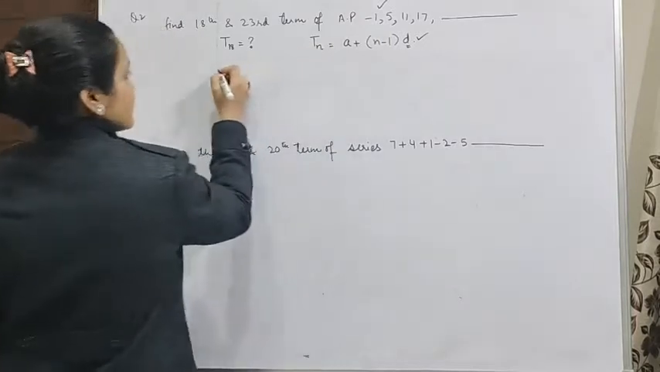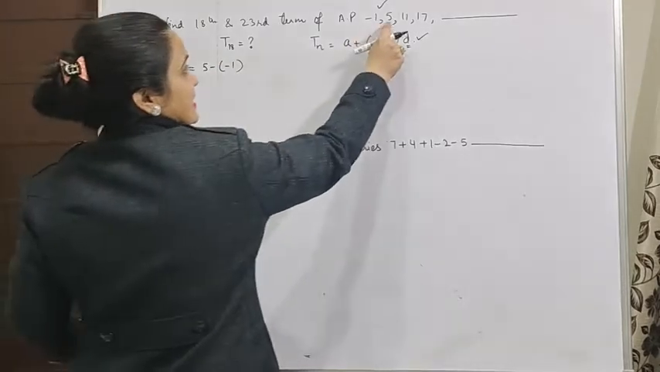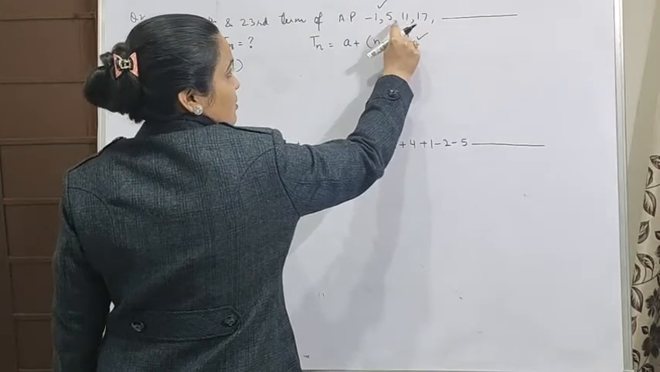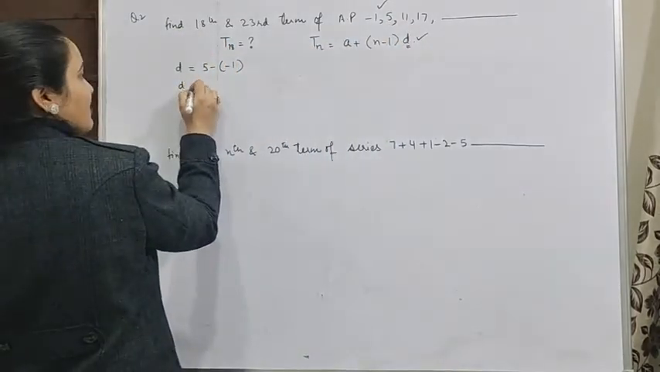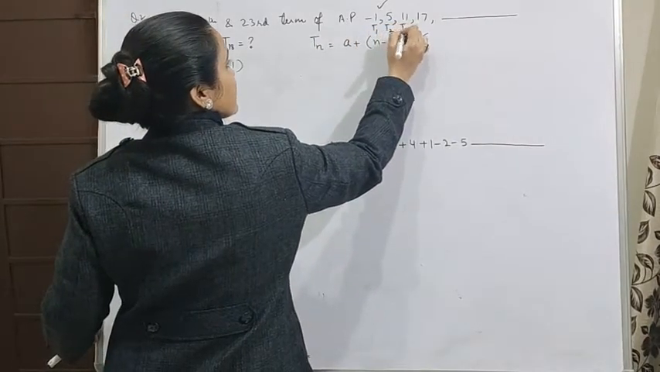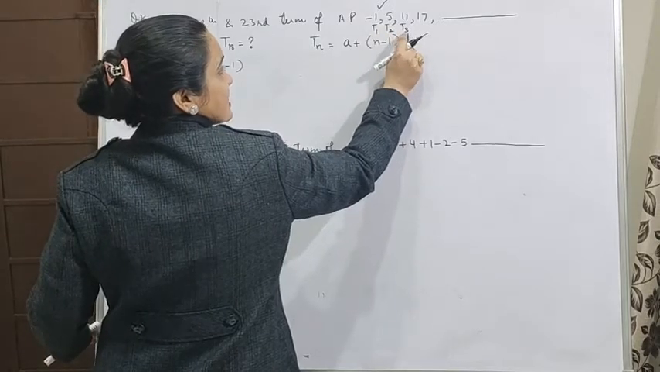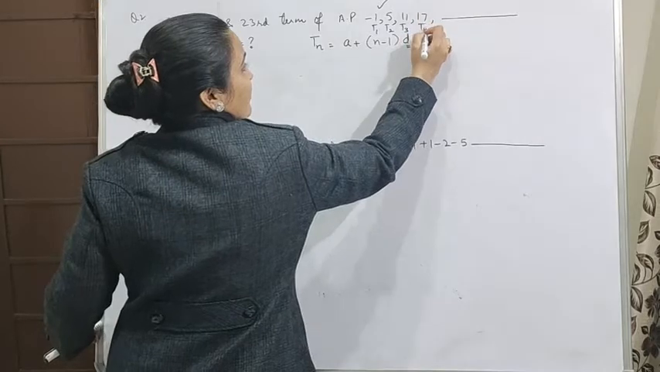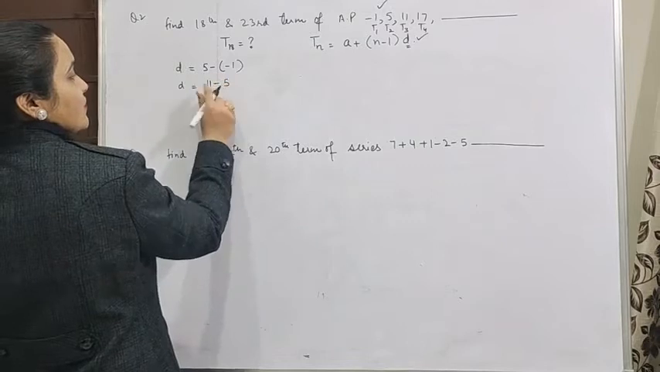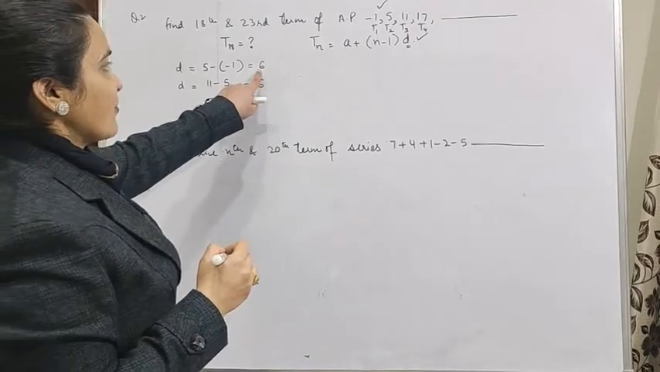So common difference is 5 minus of minus 1. That is T2 minus T1, or you can check T3 minus T2. So 11 minus 5. You can also find common difference from T3 minus T2 also. This is T1, this is T2, this is T3. Either you can find D by T2 minus T1, or you can find D as T3 minus T2, or you can find T4 minus T3. So this is D again, 11 minus 5. So you will get 6 in all the cases. So common difference is 6.